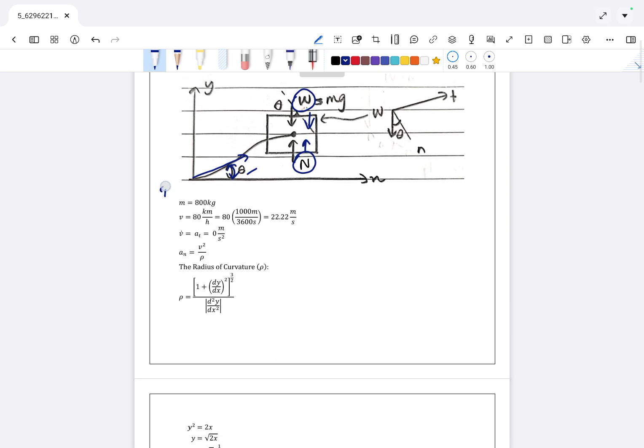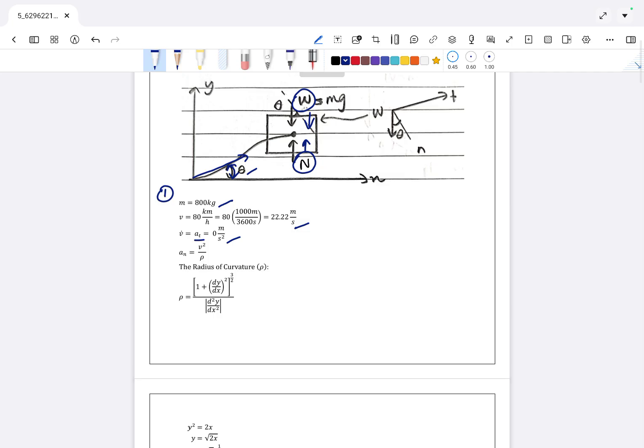First I wrote down all the values that are given. M equals to 800 kg, the velocity is equal to 80 km per hour, and we have to convert this into meter per second, which will give us 22.22 meter per second. Then we differentiate this velocity, which is equivalent to the tangential acceleration, and the value will be 0 meter per second square.